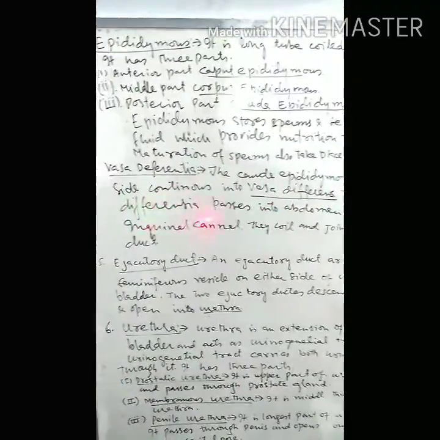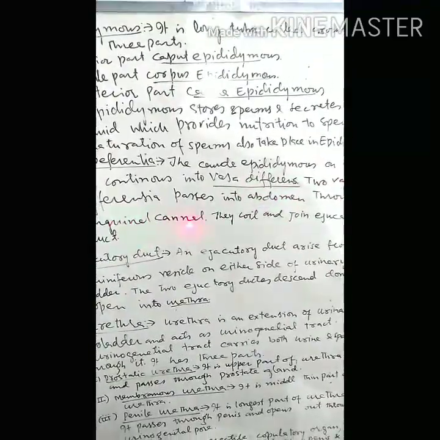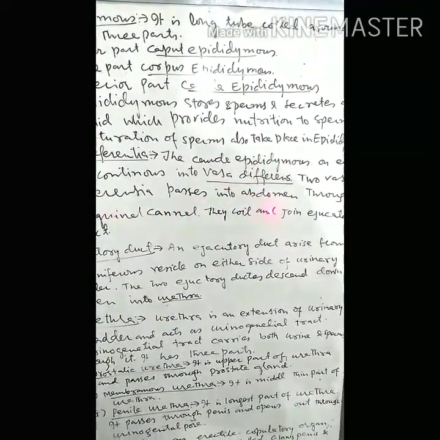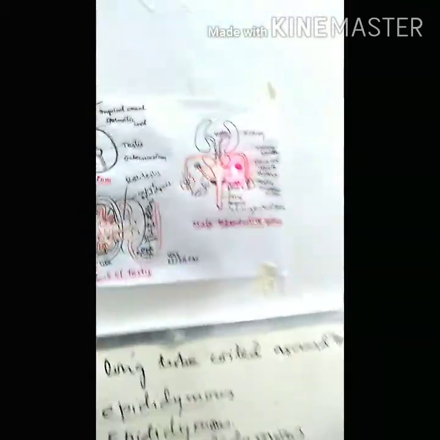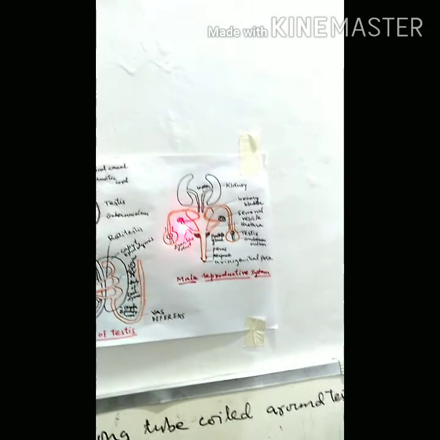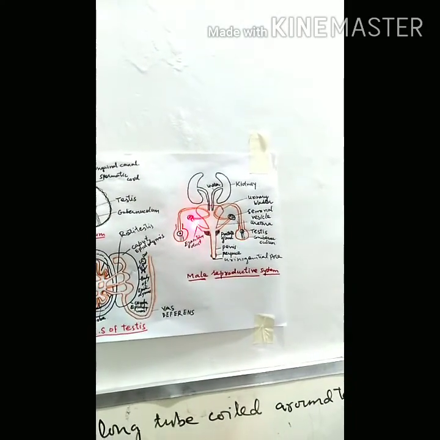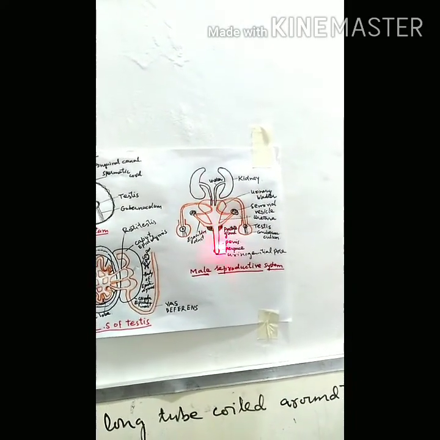either side continues into the vasa differentia. The two vasa differentia pass into the abdomen through the inguinal canal. They coil and join the ejaculatory duct. This is one ejaculatory duct, and this is the other ejaculatory duct. These two ejaculatory ducts join into the urethra.